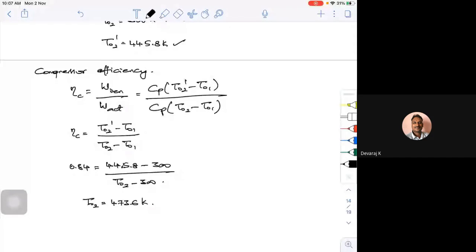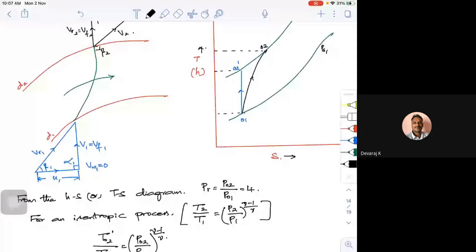So this number should always be greater than your T02 dash. Why? You can look into your TS diagram or HS diagram. My T02 is greater than your T02 dash. This is how I got the temperature.